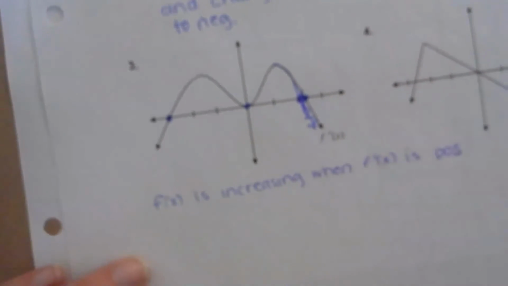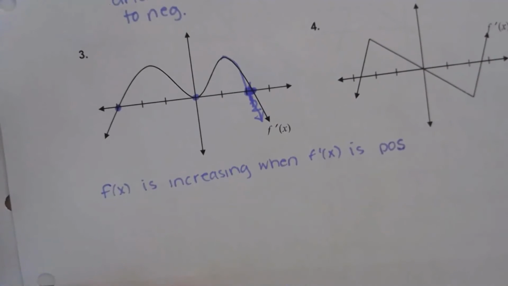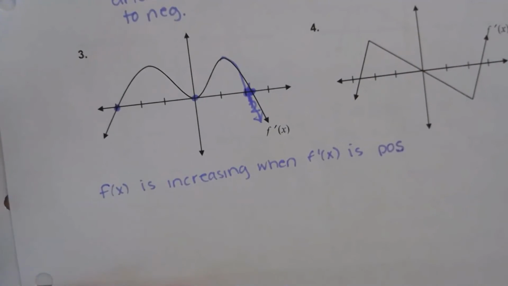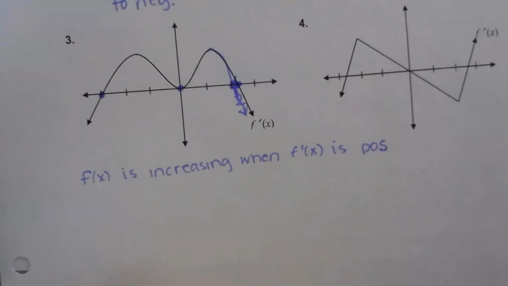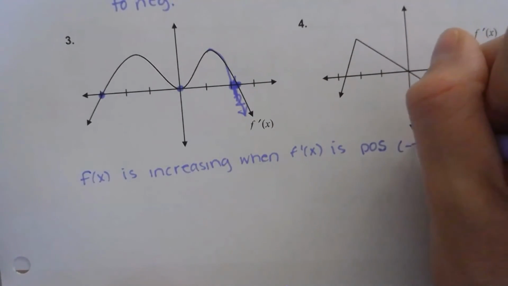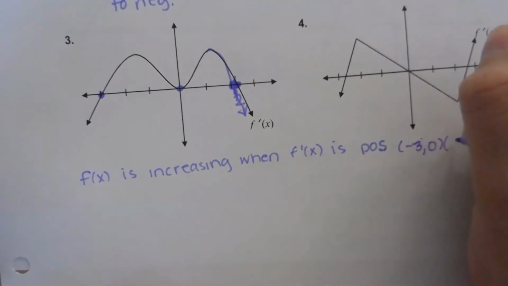So this is where my question is again. Would I stop and make it a separate interval? Well, this one you don't have to. That's why I'm like, it's safer to stop than not stop. Like I always say, be safe. So I would go -3 to 0, 0 to 2.